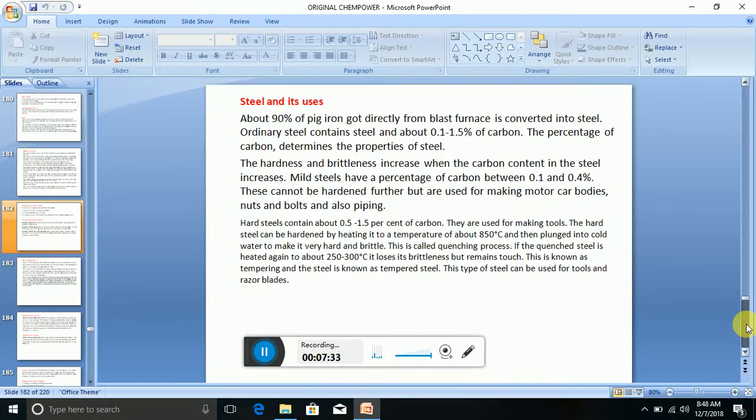So one important substance that is made up of iron is steel. So let's look at steel and its uses. About 90% of pig iron got directly from blast furnace is converted into steel.